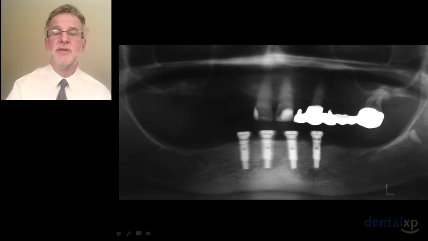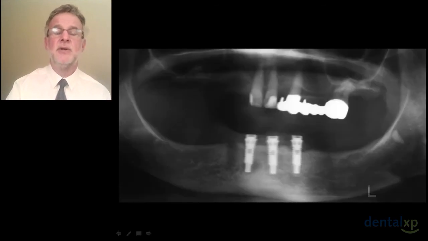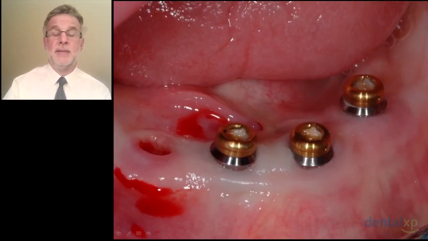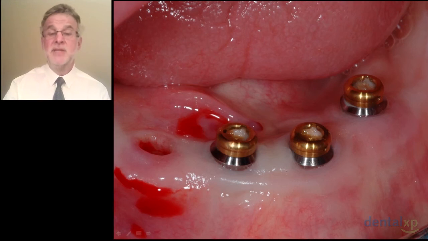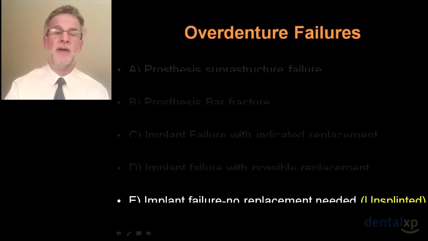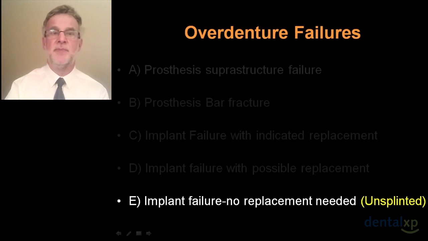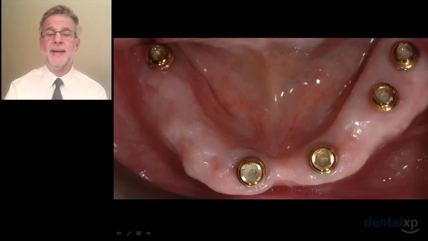This case, however, this is a BioHorizon case. We did lose the lower right distal implant, and this would be more of a strategic position. And again, in some cases, even here, the patient will not want to replace it. But more often with these kind of losses in strategic positions, we are replacing them. And then there are other cases where, again, no replacement is needed.